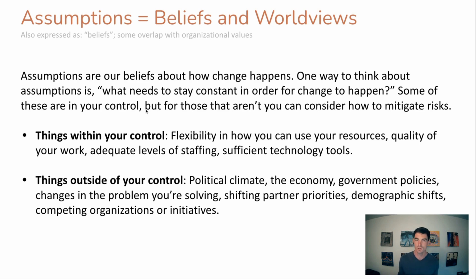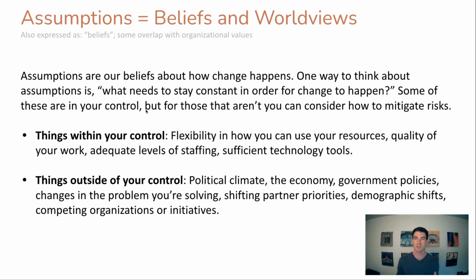Some of those things will be in your control. Some of those things are out of your control. But if you name them, you can at least start mitigating risks. So things within your control could include flexibility in how you use your resources, the quality of your work, the levels of staffing, the technology tools you use, things that are part of your organization's infrastructure that need to be in place in order for your vision of change to happen. Contrast this with things outside of your control.